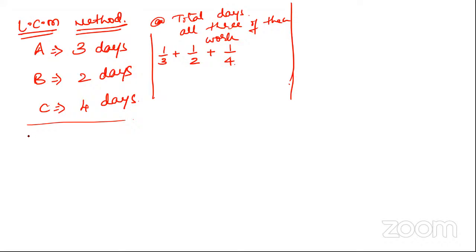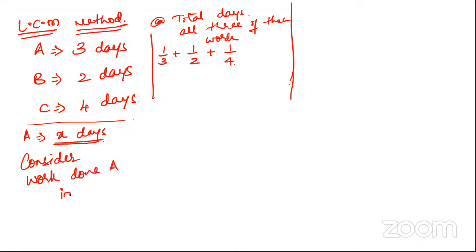It says that if there is a person, let's say a person completes a work in a certain number of days, let's say X days, then we consider the work done by that person in 1 day as 1 divided by X.